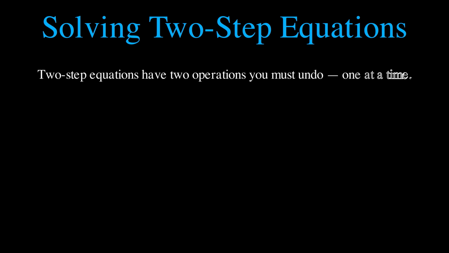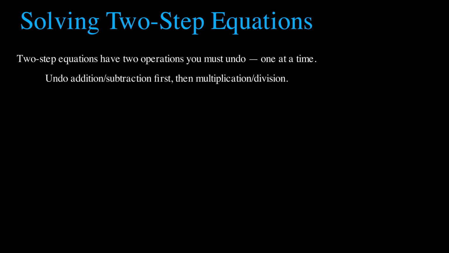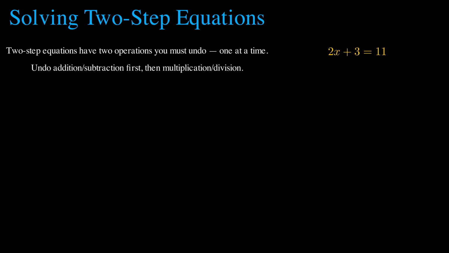In a two-step equation, the letter is changed by two operations, not just one. We cannot undo both steps at the same time. We undo them one at a time. Here is a two-step equation with the letter x.